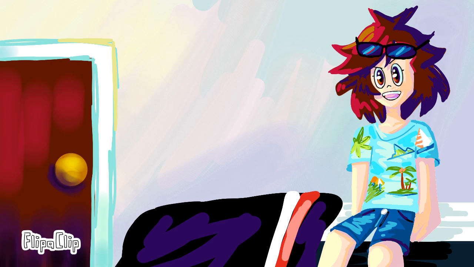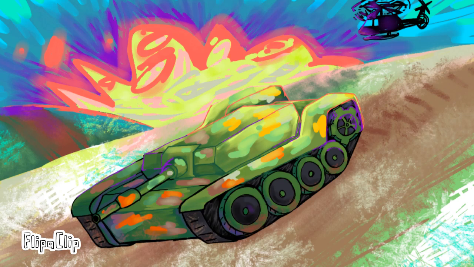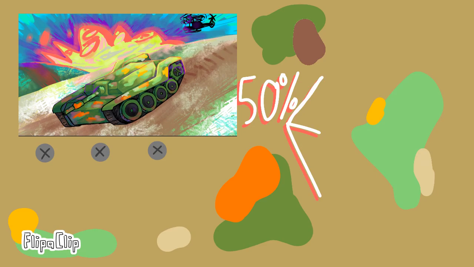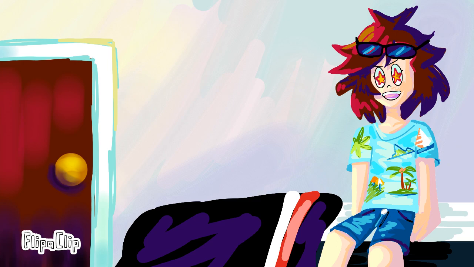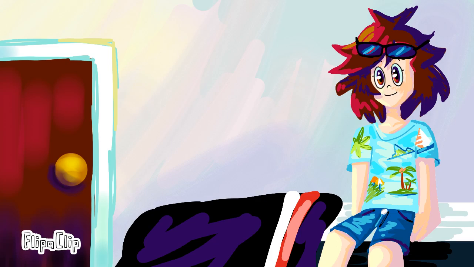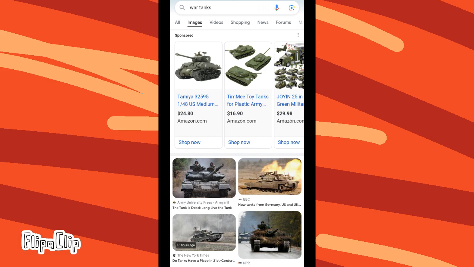So now, does anyone like war tanks by any chance? Because I made a drawing of a war tank, and I'm going to put it into the AI. So let's set the image strength to 50% again, put in the prompt "war tank," and bam! And hell yeah, these are some of my favorite AI results. And I guess that makes sense, because the AI could take photos of war tanks from Google searches to help.